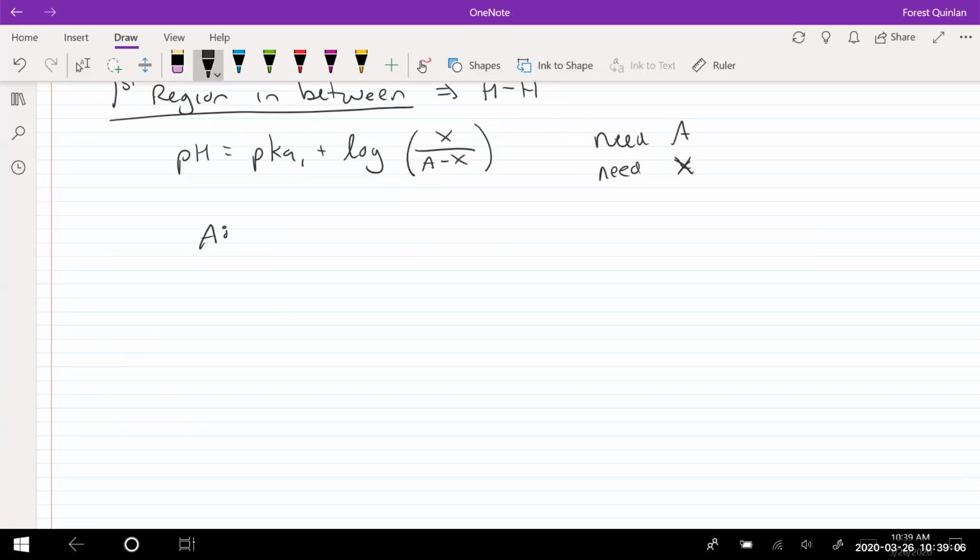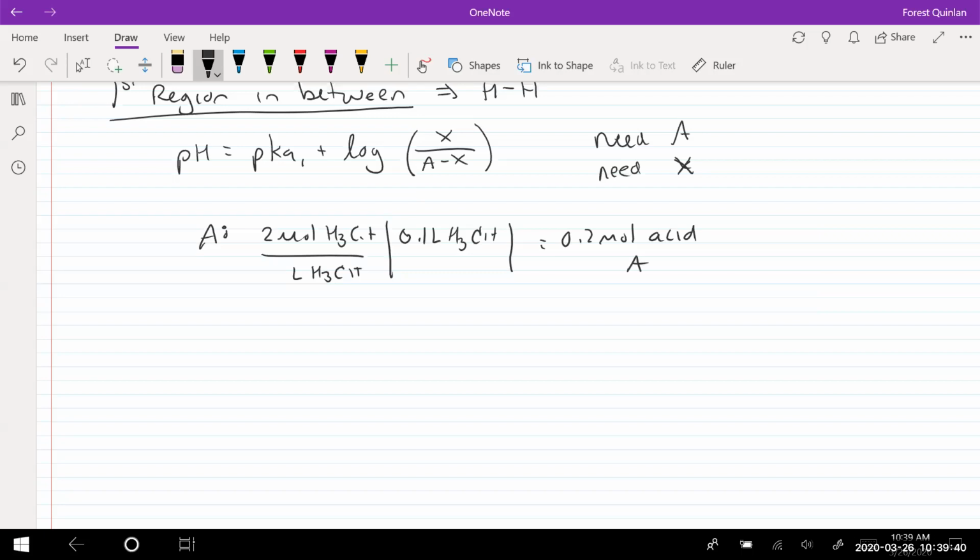So what is A again? The volume of the acid. Moles of acid. Yeah, moles of acid. And so that is the 2 moles of H3cit per liter of H3cit. And we said we had 0.1 liters of H3cit. And that will give us 0.2 moles of the acid. And that is my A.